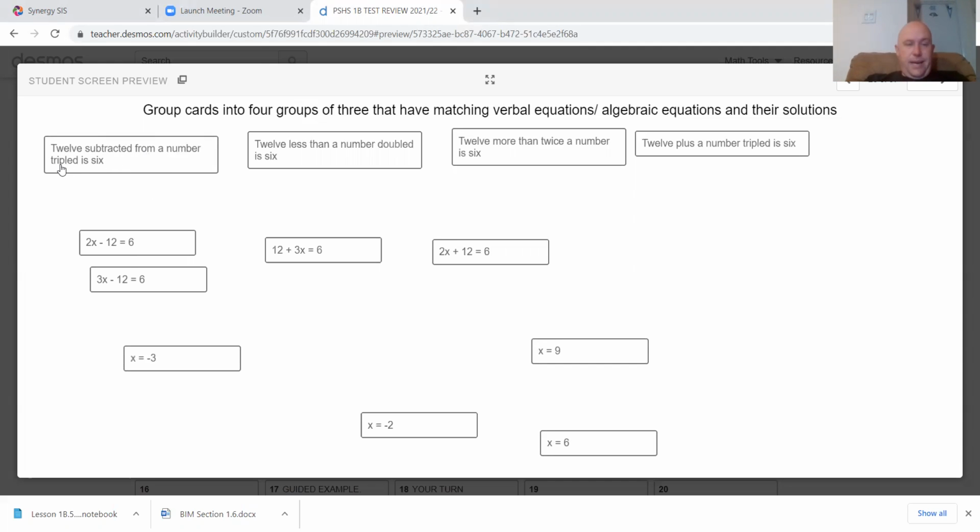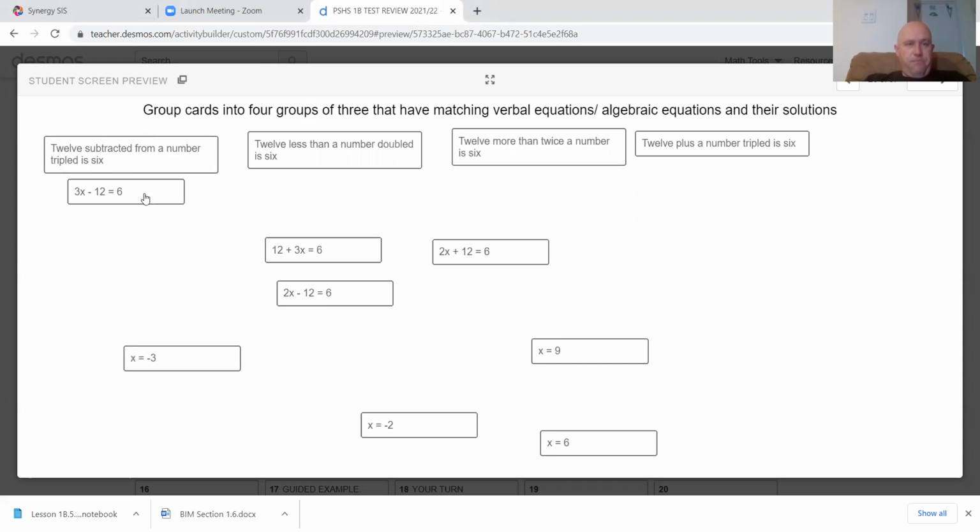Now, a number tripled, I know tripled means times by 3. Doubled means times by 2. So I think I found the one that works for this one here. Is 6 just means equals 6. I'm just going to leave that one there for a second. 12 less than a number doubled is 6. So less than, once again, means subtract. So I think it's probably going to be this one here.